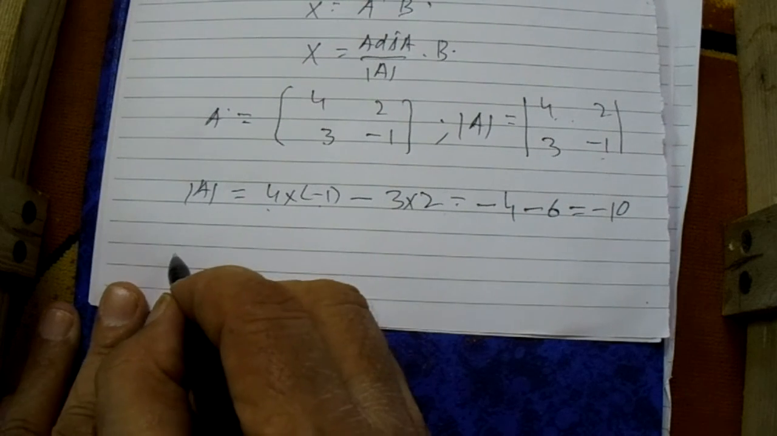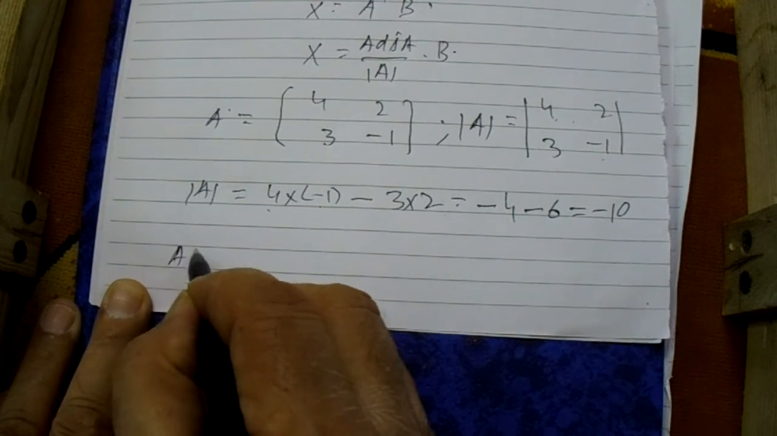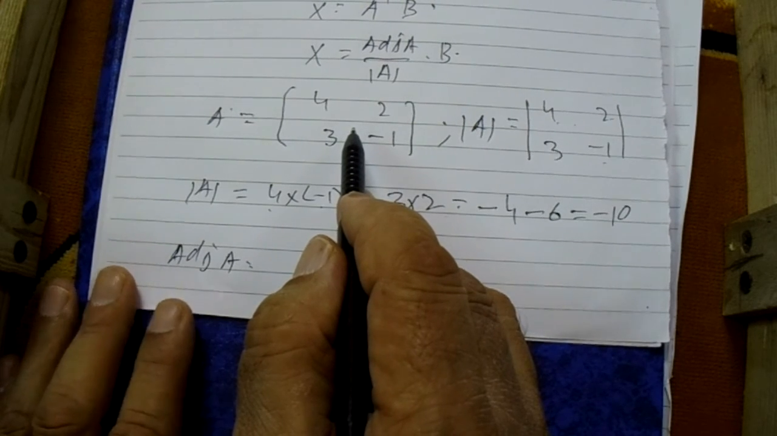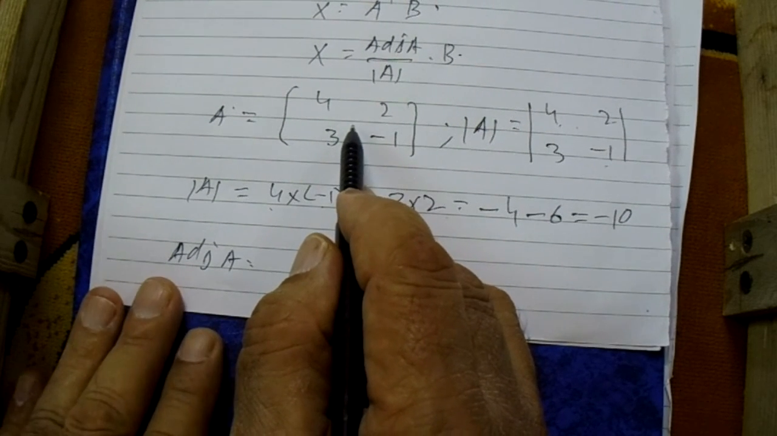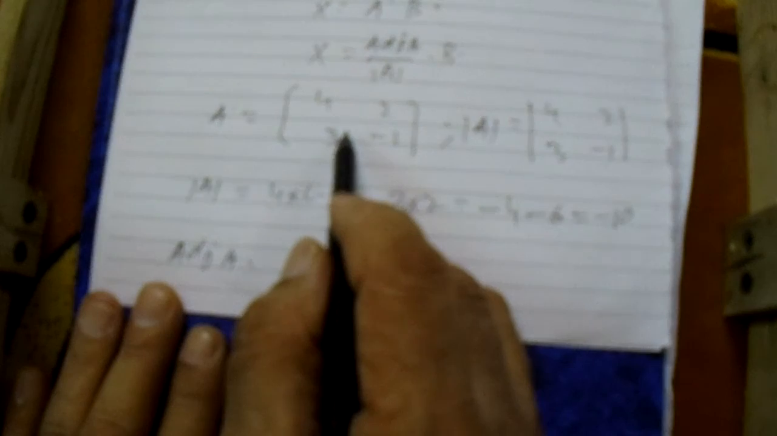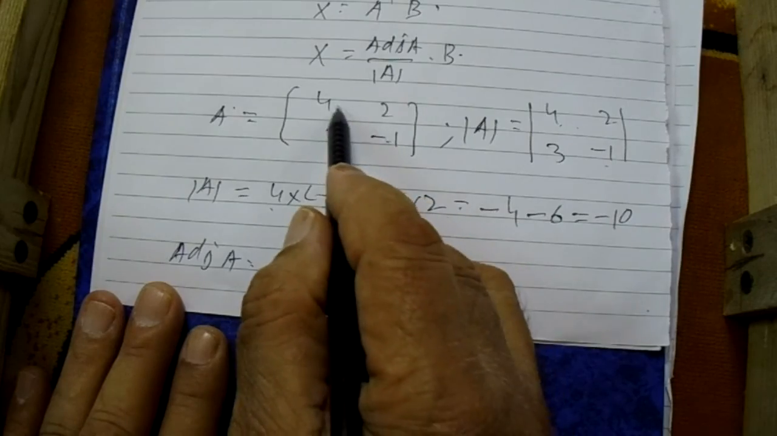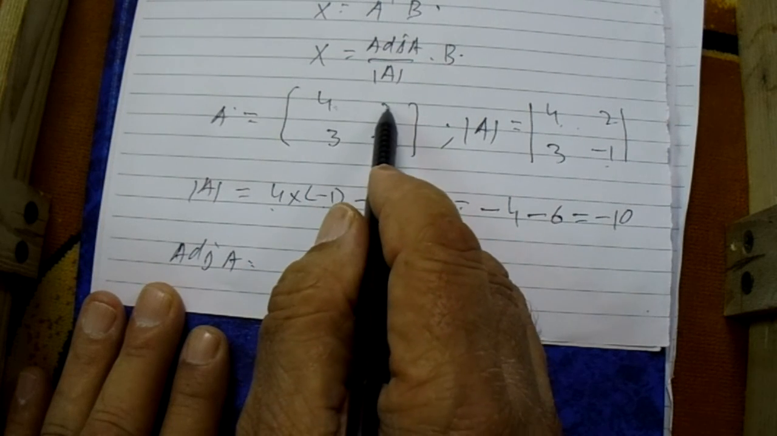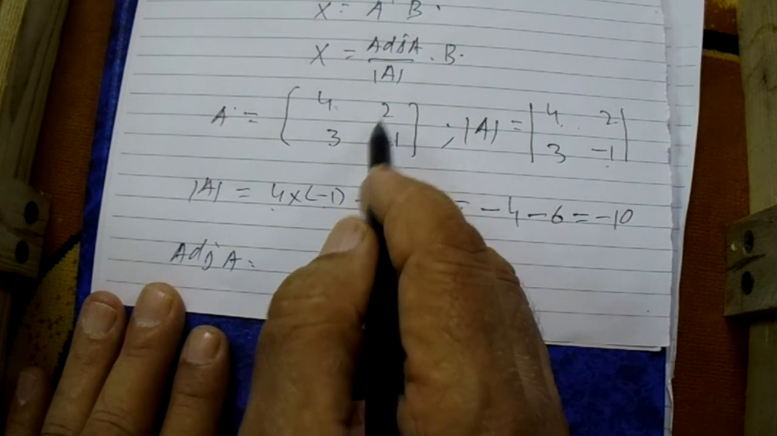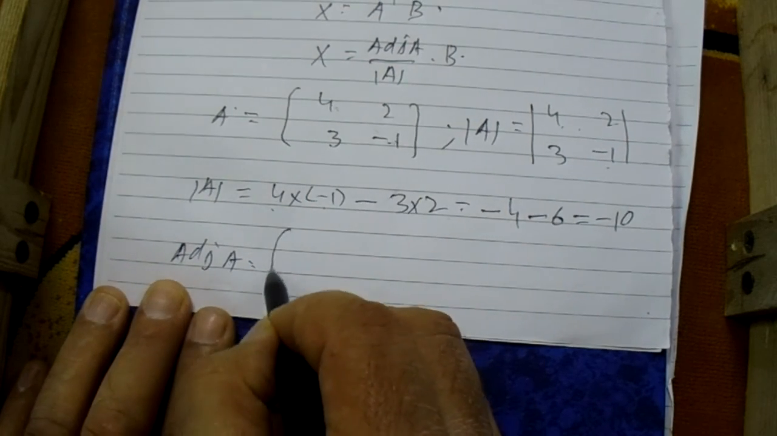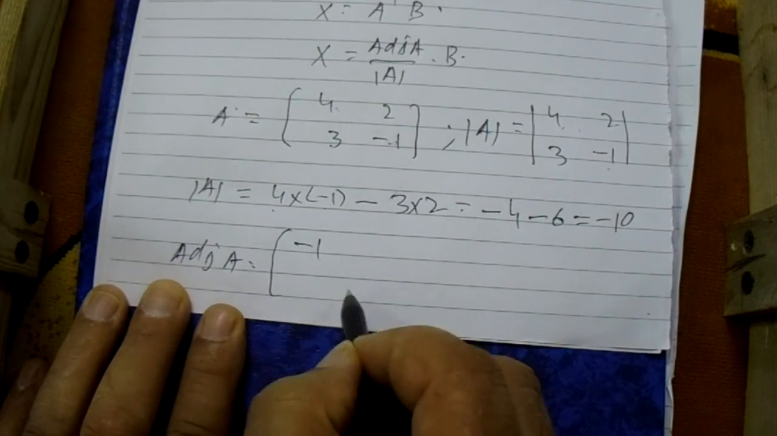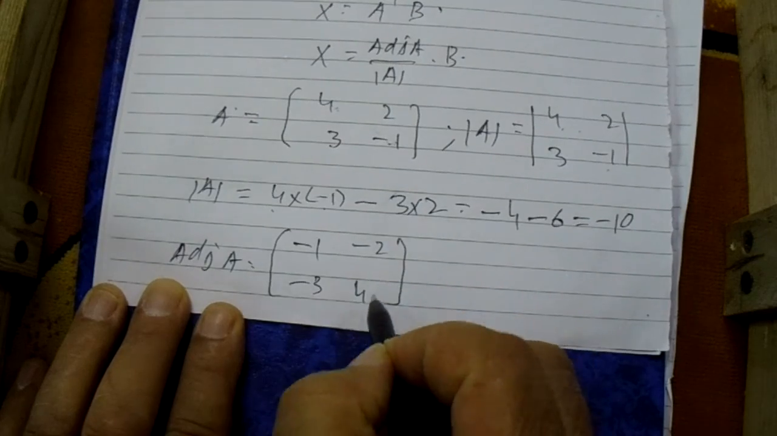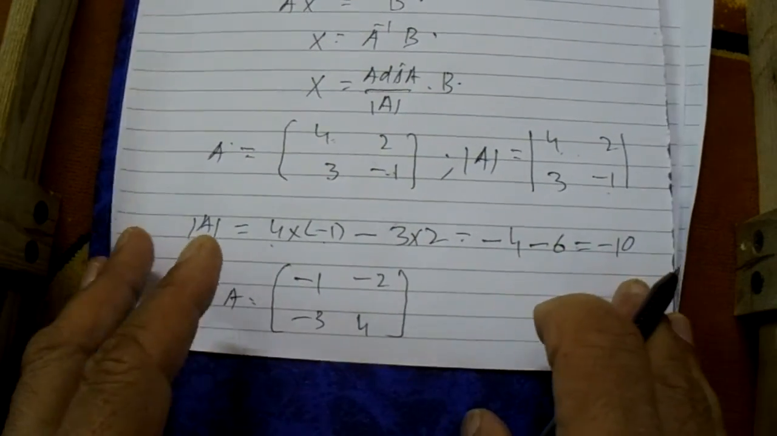Now we find adjoint A. We have our matrix A, and we find adjoint A. It means we interchange these values, -1 here and 4 here, and we change the sign of the other diagonal elements. Now we write here [-1 -2; -3 4]. Now we have written the adjoint of A.